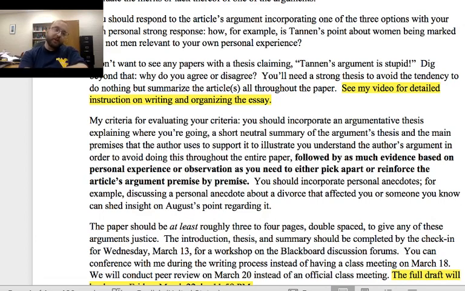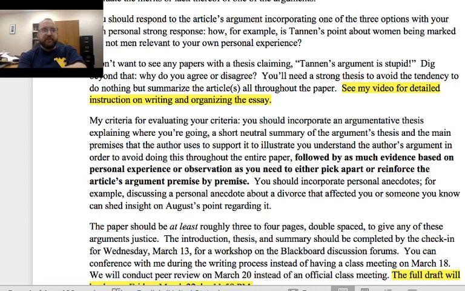Basically, the right way to write a summary then is to say this was her main idea, and these are all the points she used to support that idea. That's all a summary is. You don't have to start arguing or anything. A summary just shows that you understood what you read.